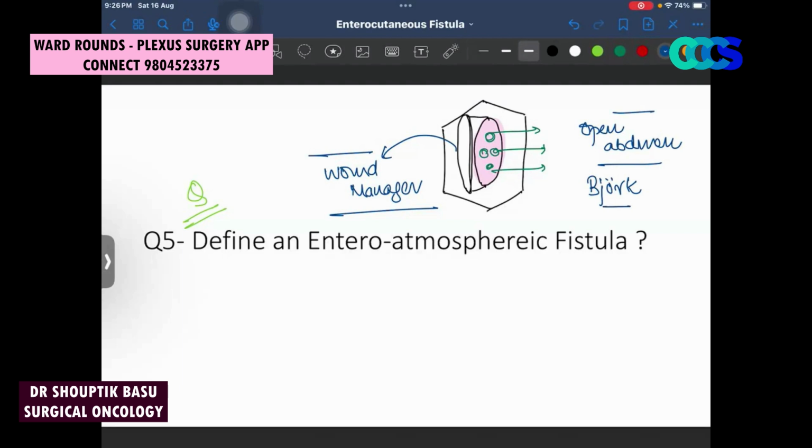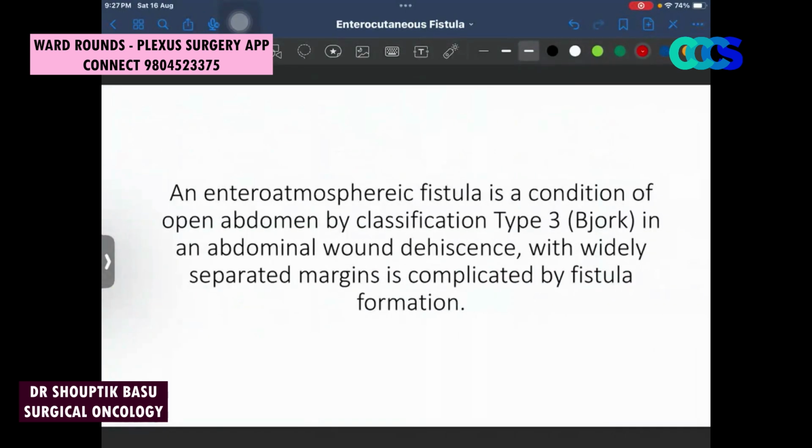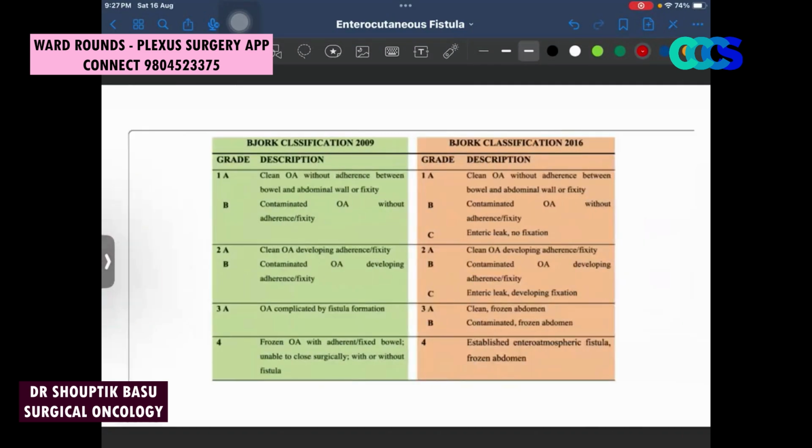Okay. And from there, what happens is that if you have a type 3 open abdomen, that is generally complicated by a fistula, that is called an enteroatmospheric fistula, right? So the York classification, just to tell you, of course this is the type 3 York, wound dehiscence with some sort of a fistula, right? So there was a description given in 2009, and of course now what we follow is the York 2016.